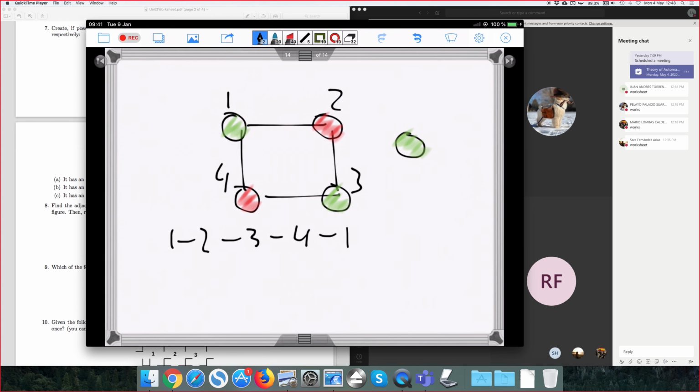Okay, another solution to this: if you try to do a connected graph that is simple, it is not possible. Another solution is to try to do a graph that is not simple, in which you have more than one edge from one vertex to another. So you can do something like this.